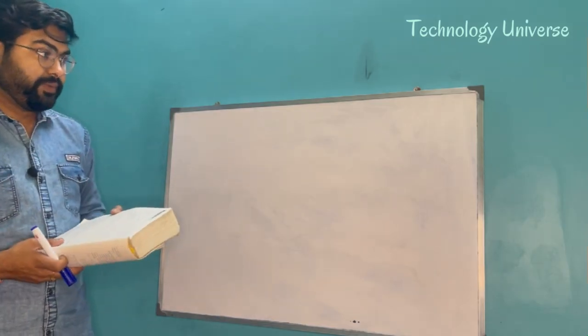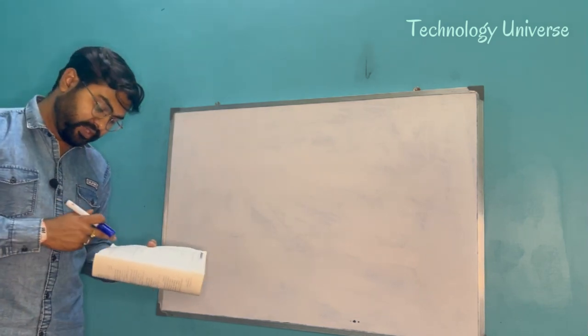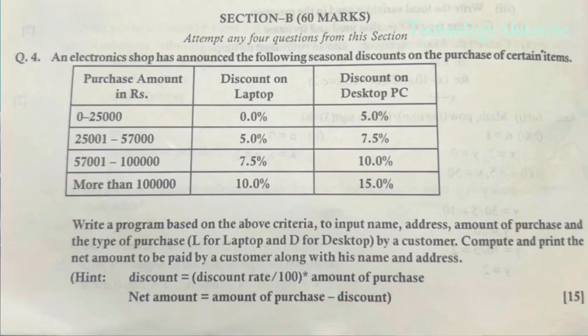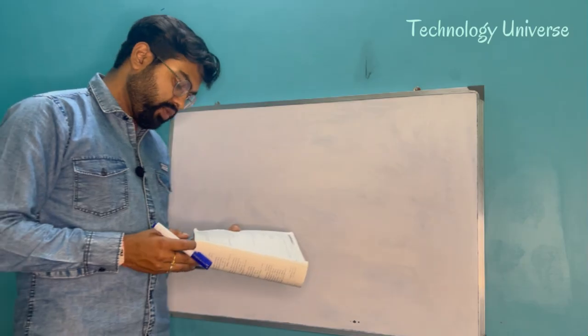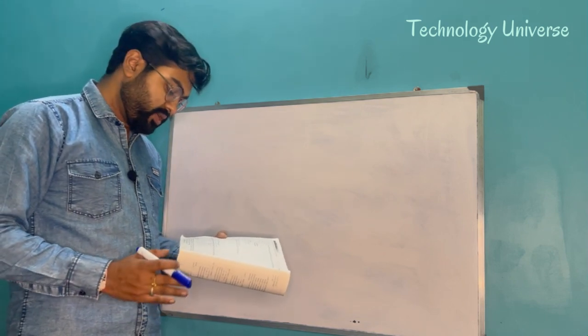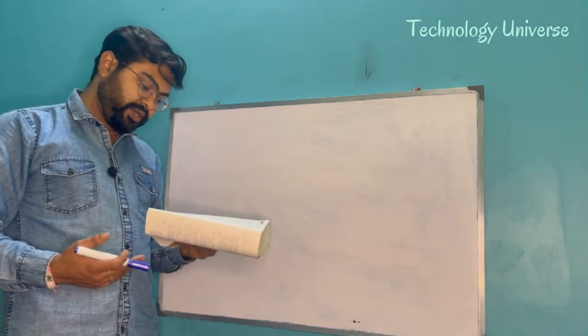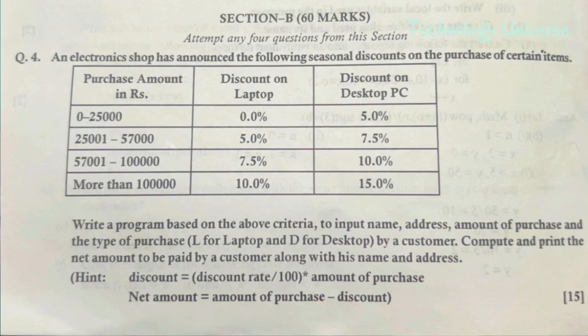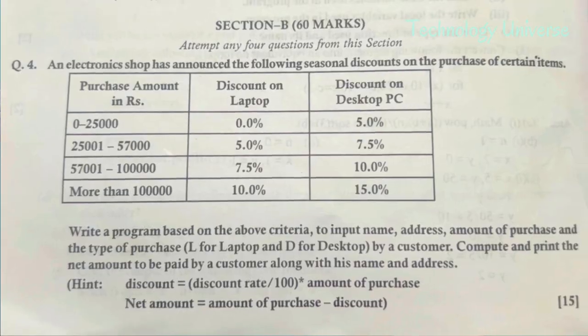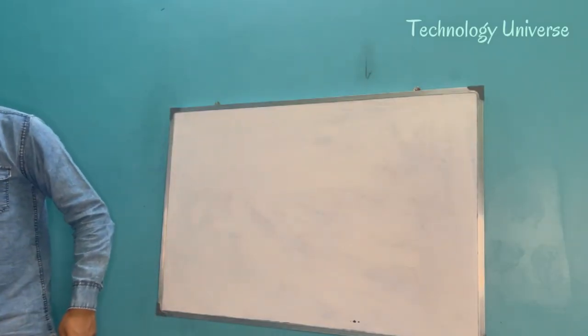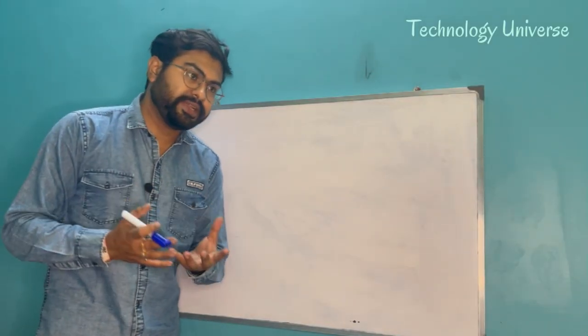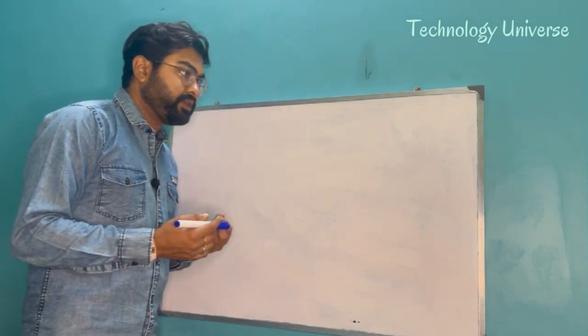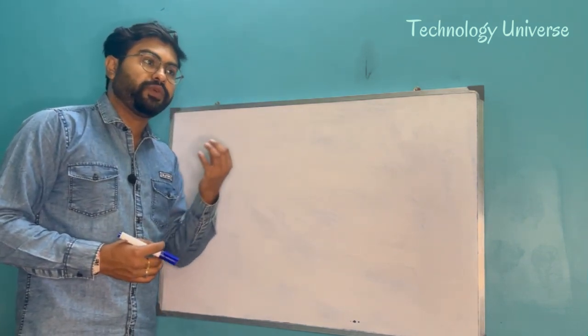One is we have to calculate the discount and we have to calculate the net amount. The discount is discount rate by 100 into the amount of purchase, and the net amount is the amount of purchase minus the discounted amount. So we have to print the discounted amount and the net amount. So that is our program. We have two aspects. One is the discount calculation, and another one is the type-based discount problem. For laptop one percentage and for desktop another percentage.